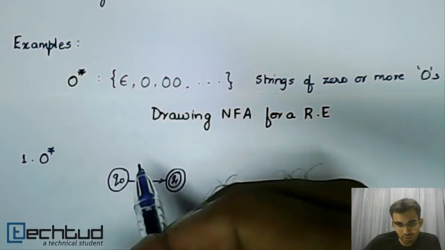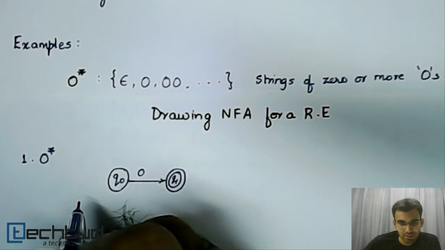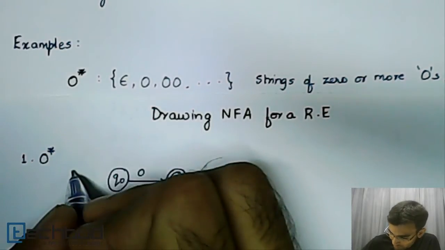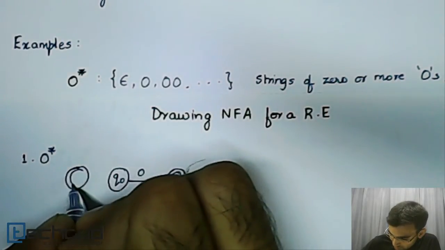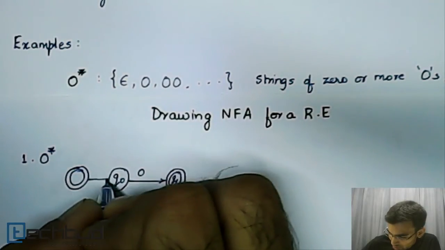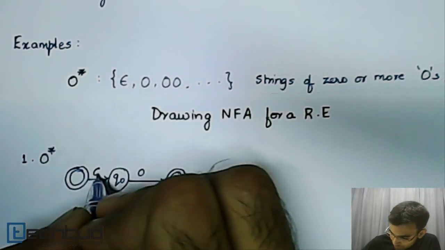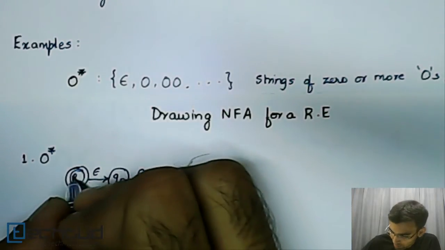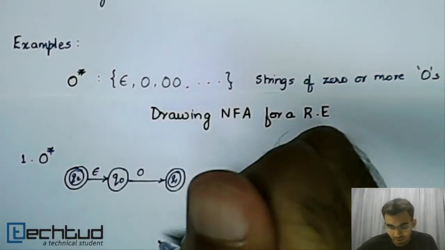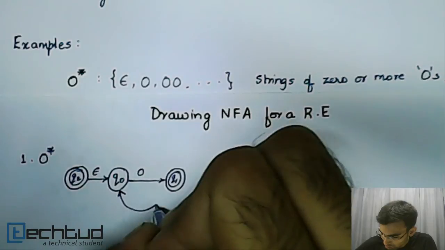When we look at 0 star, the first thing that we need to do is we create the final state to be the initial state, right? We create an initial state which is the final state. We have an epsilon transition to the start state of the automaton for 0, right? Let's label this as Q2, and we have a transition from Q1 on an epsilon to Q0.